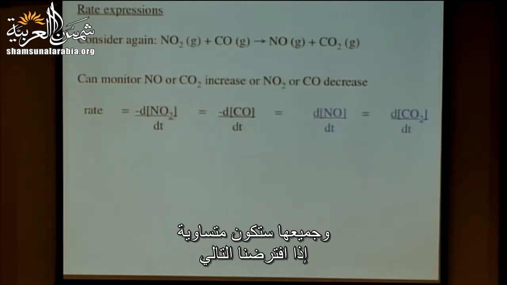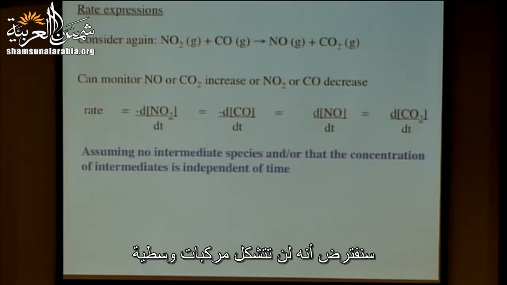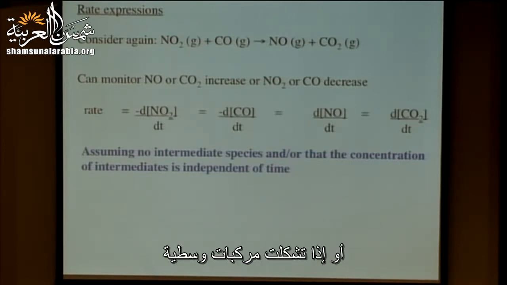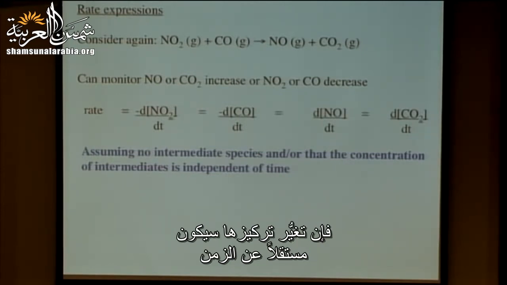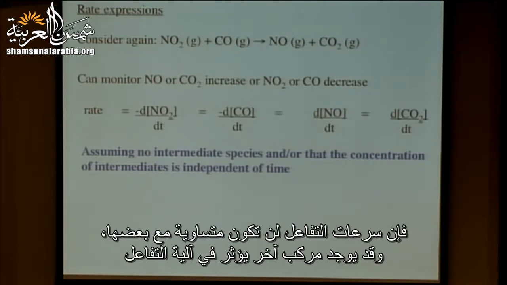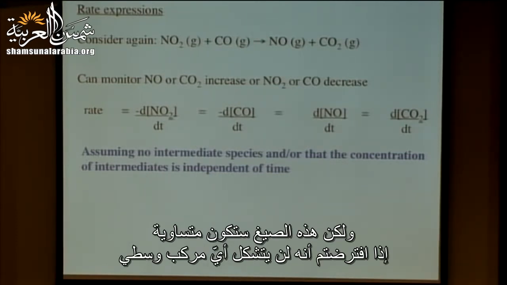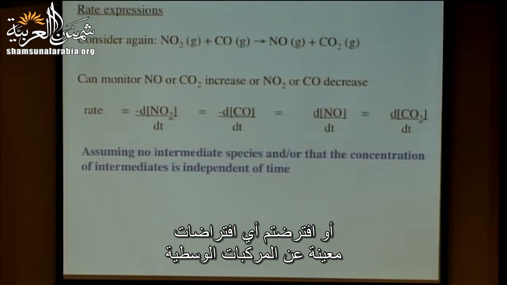And these would all be equal to each other if we make the following assumption. We're going to make the assumption here that there is no intermediate species being formed, or that if there are intermediate species, their change in concentration is independent of time. So if there was some other really complicated thing going on here, then those rates may not be equal. We might have something else in the mechanism that would cause one thing to disappear a lot faster than something else is being formed. But these should all be equal if you assume no intermediate species or make assumptions about those intermediate species.